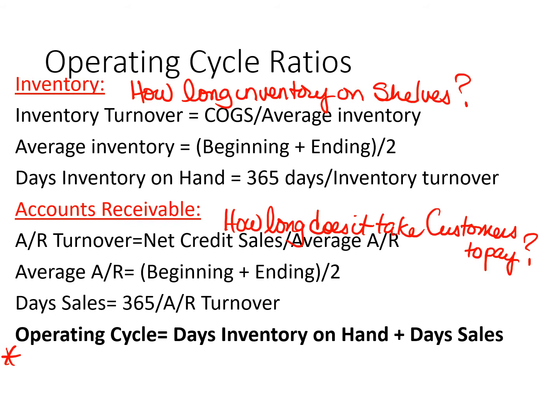Accounts receivable has something similar, which is really getting at the quality of your accounts receivable, or how long does it take your customers to pay. So the first one you do is accounts receivable turnover, where you take your net credit sales, and what I mean by net credit sales, those are the sales that are not cash sales, but are sales that you made to customers on account. So those credit sales divided by average accounts receivable. Beginning of the year accounts receivable plus end of the year accounts receivable divided by 2. In other words, a simple average.